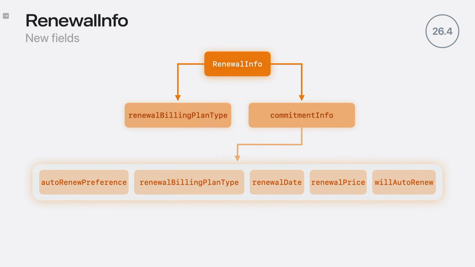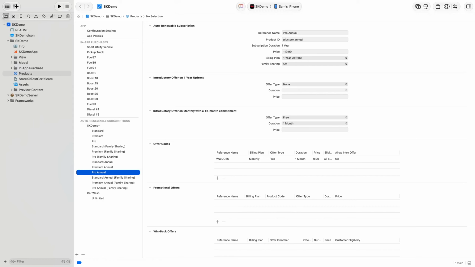Similarly, you can retrieve the renewal billing plan type and commitment info on renewal info for information on the renewal of the overall commitment. These new fields are available starting with OS 26.4. Once you've added logic to merchandise and unlock content for the new billing plan, you can start testing with StoreKit testing in Xcode. Starting with Xcode 26.5, open your StoreKit configuration file and select a 1-year auto-renewable subscription.